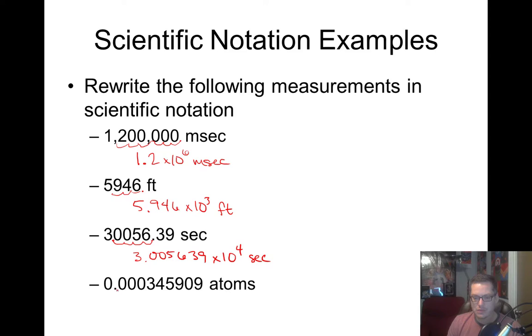Now, this one's different. We're moving it to the right instead. 1, 2, 3, 4. Now, this number's smaller than 0. Remember, smaller numbers are going to have negative exponents. So this becomes 3.45909 times 10 to the minus, wait, how many did I have? 1, 2, 3, 4, minus 4th atoms.